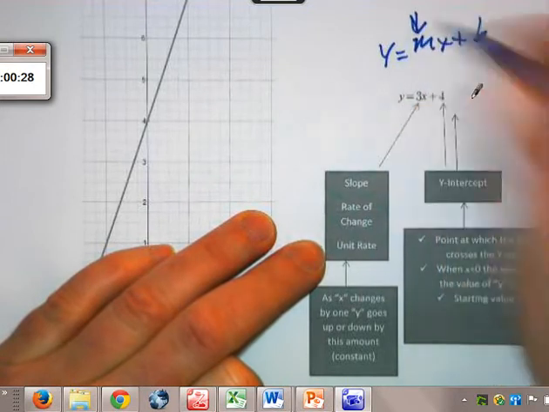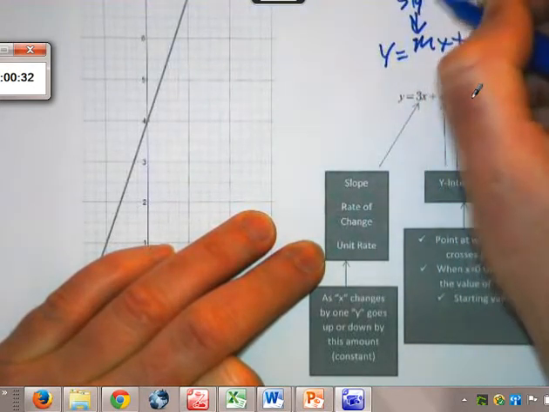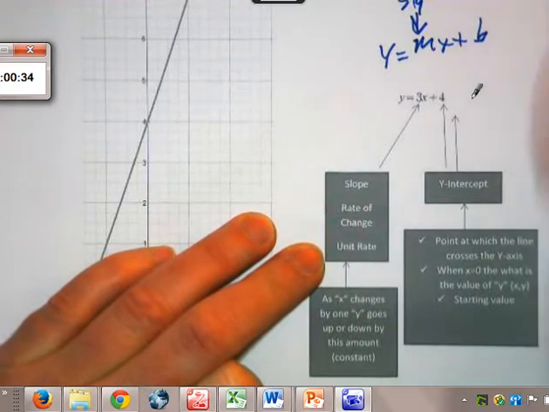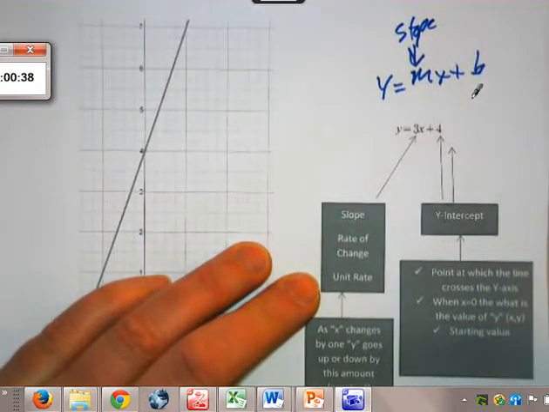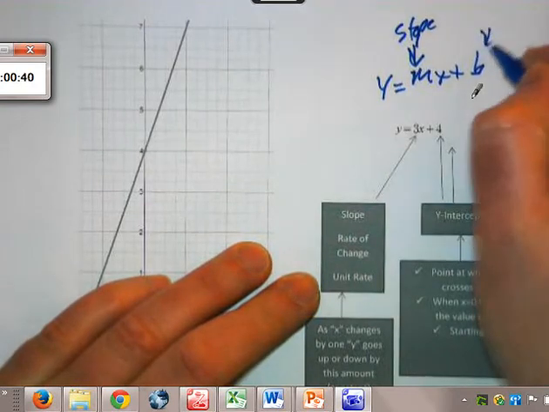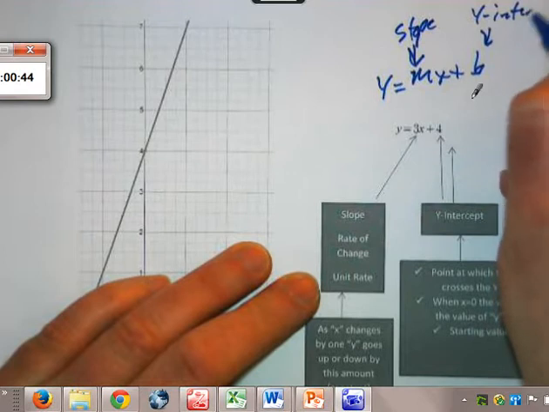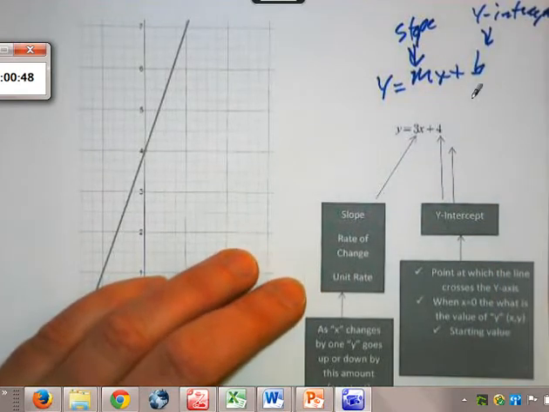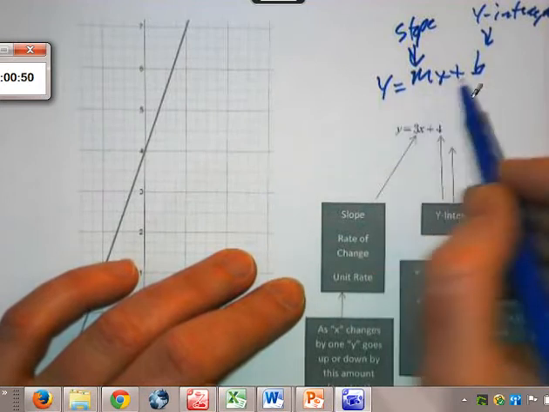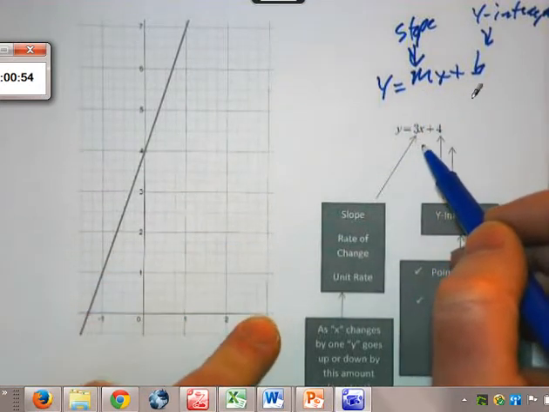And m is going to stand for our slope or rate of change, or could also be known as your unit rate. And b is going to be your starting value or your y-intercept. Okay? And this is going to be important because we're going to be using this format to tell us stuff about what's happening in the equation.